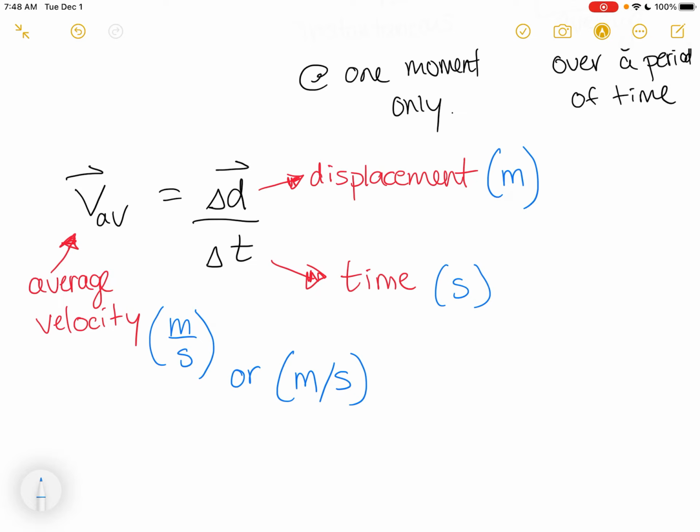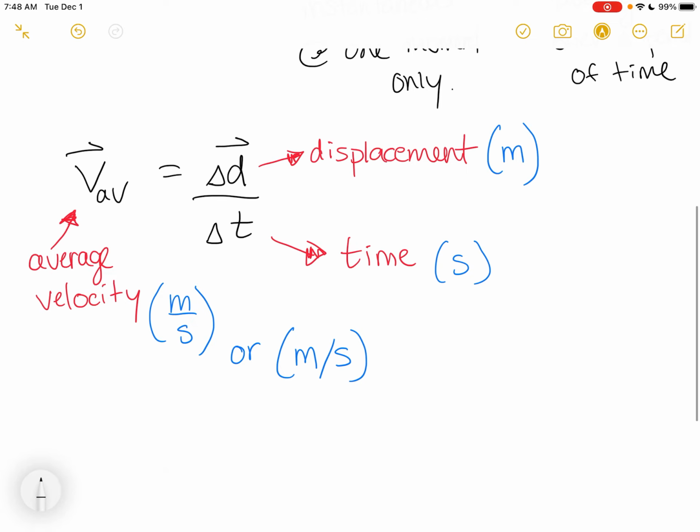These are the standard units for velocity, displacement, and time, and we should only be using this equation with those units. We can use some other units for displacement like kilometers or feet or yards if we want to. And we could use a different unit for time, like hours. But then our velocity is going to be in those displacement units over time units. So sometimes velocity is measured in kilometers per hour, as an example.